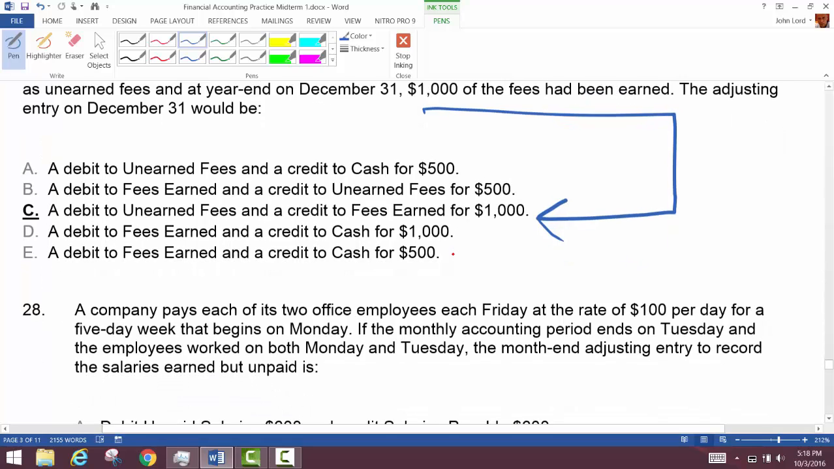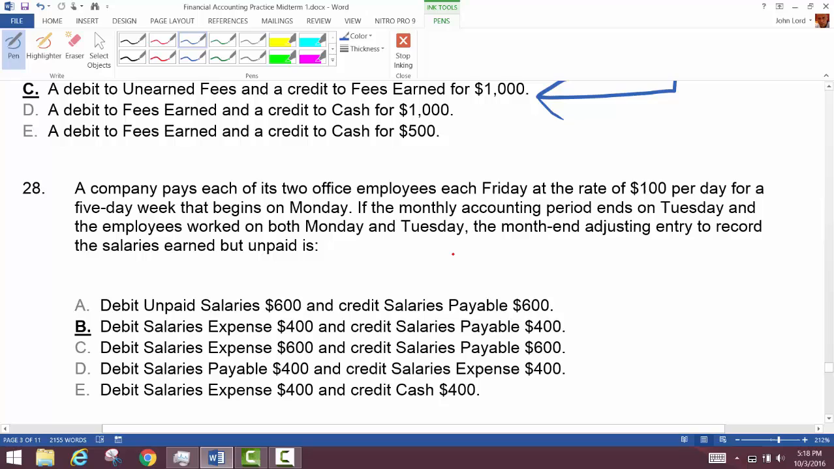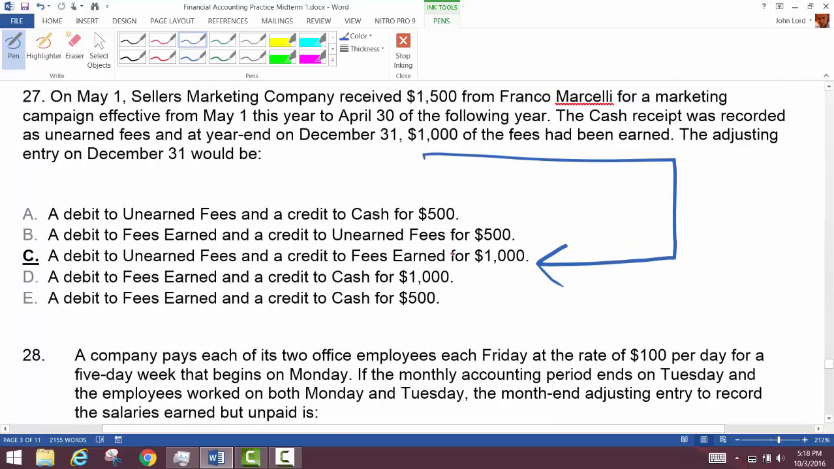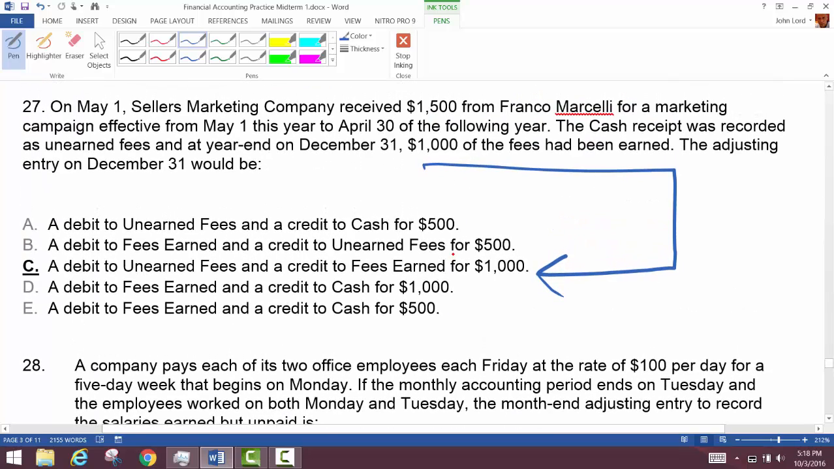Okay. A company pays each. Yes, sir. I just had a quick question. Going back a little bit, I know that unearned revenue is a liability, but I don't understand what exactly makes it a liability. Why is it?